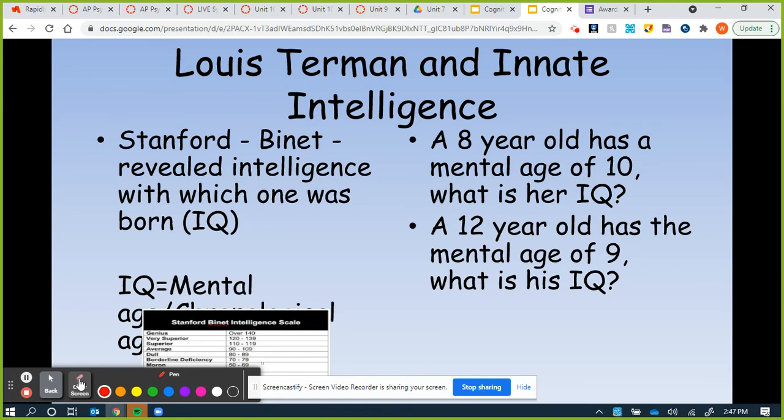The Stanford-Binet is not used anymore. It was also used for a lot of bad purposes, like eugenics, trying to identify people of low cognitive ability and take away their ability to have children.